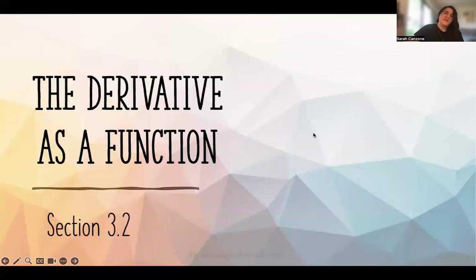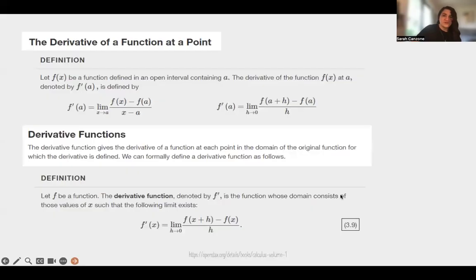Hi again, everyone. So today we are back talking about the derivative. This time we're going to get a little bit more about the derivative as the concept of a function as opposed to the derivative at a specific point. So we're going to go a little bit more general as opposed to the specifics that we were talking about yesterday. All right, so let's jump right into a definition.